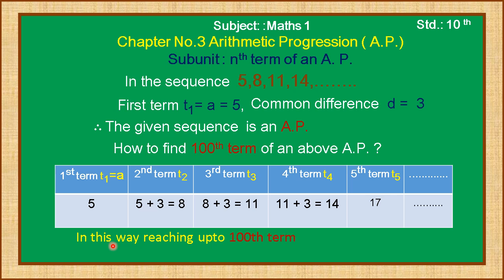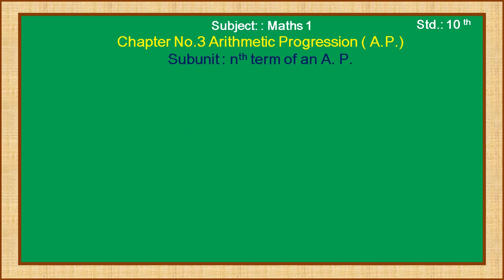But in this way, reaching up to the 100th term will be time consuming, because it is a time consuming process. This process requires more and more time to find the 100th term. So let us see if we can find any formula for it. Students, to find the formula for the nth term of an AP, observe the following steps.